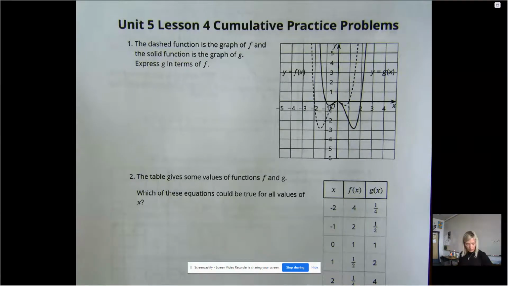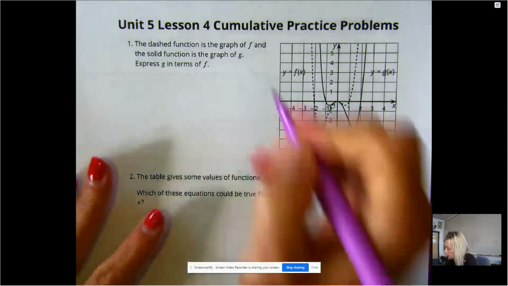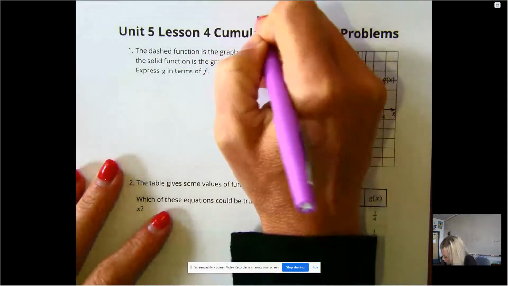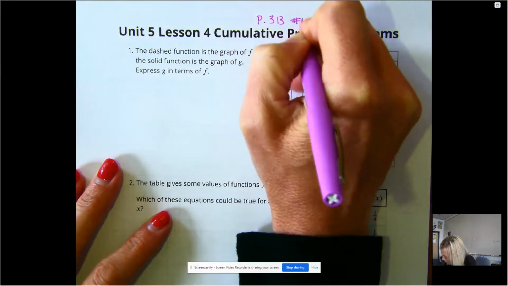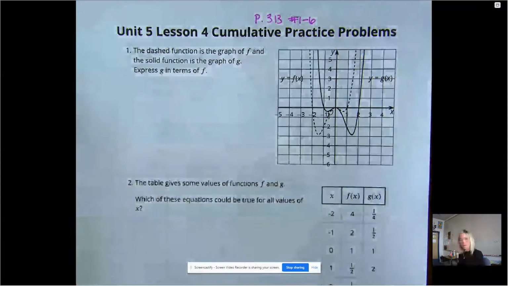All right, this is in your textbook on page 313, and you're doing numbers 1 through 6. So let's get started. Number 1.